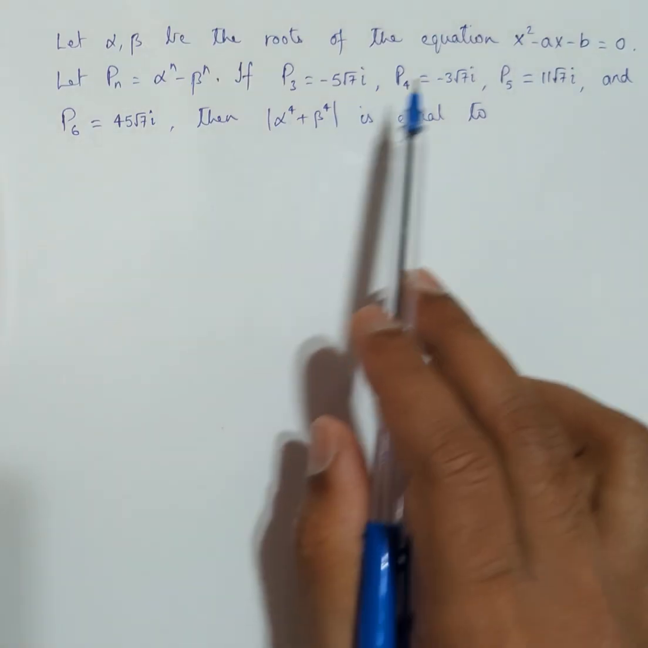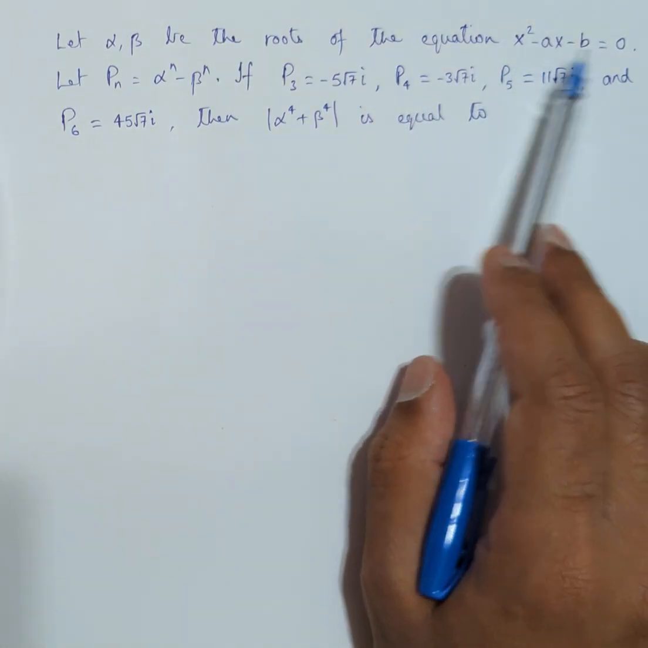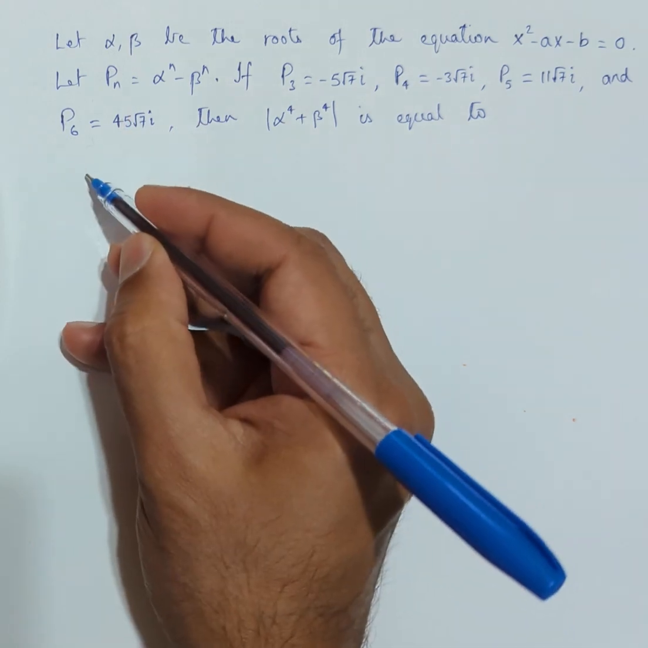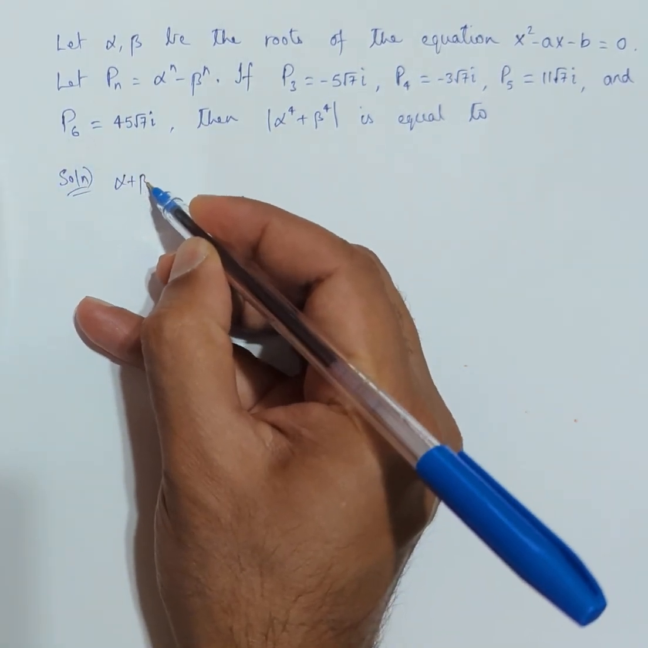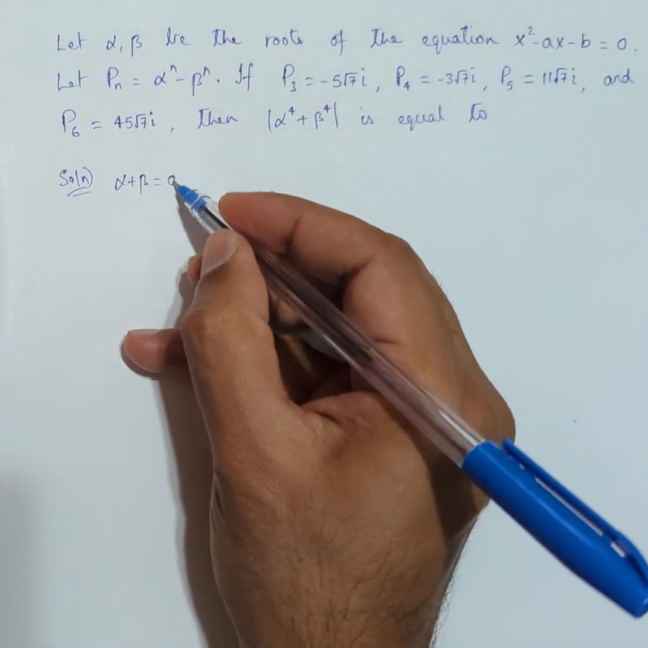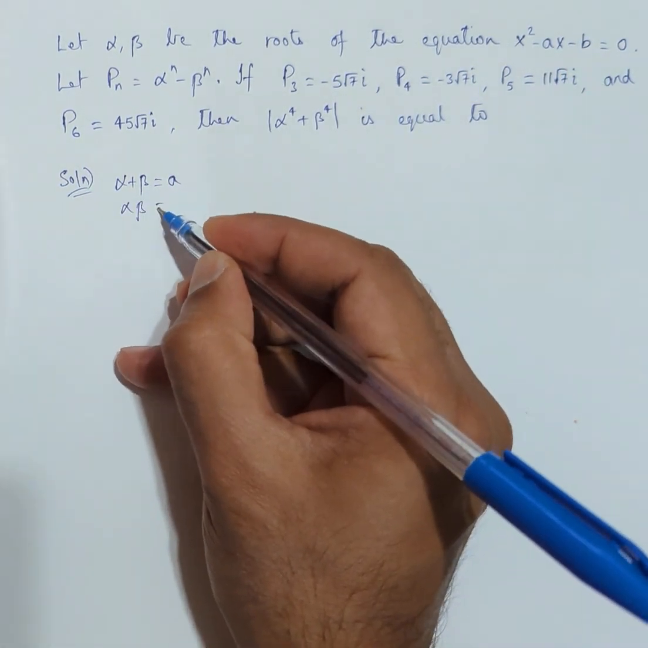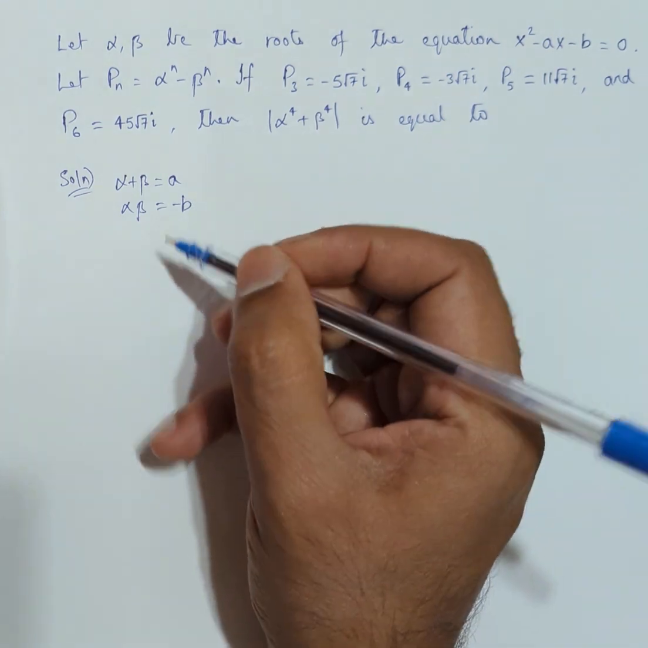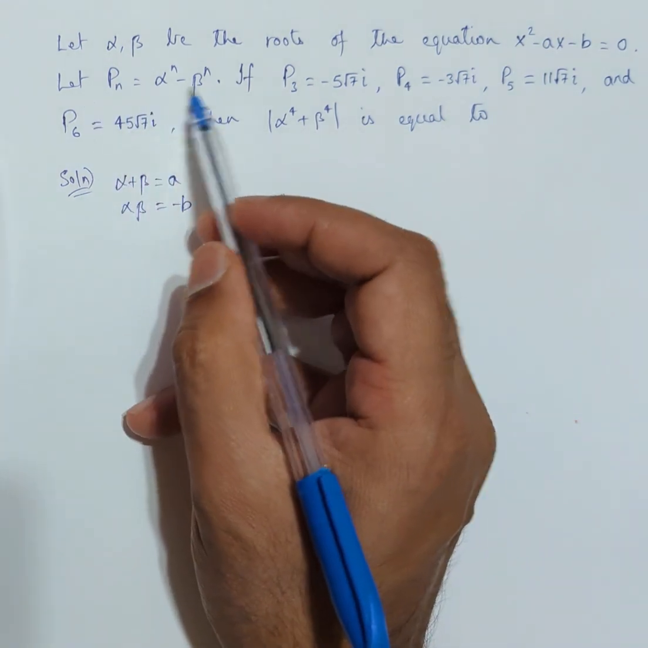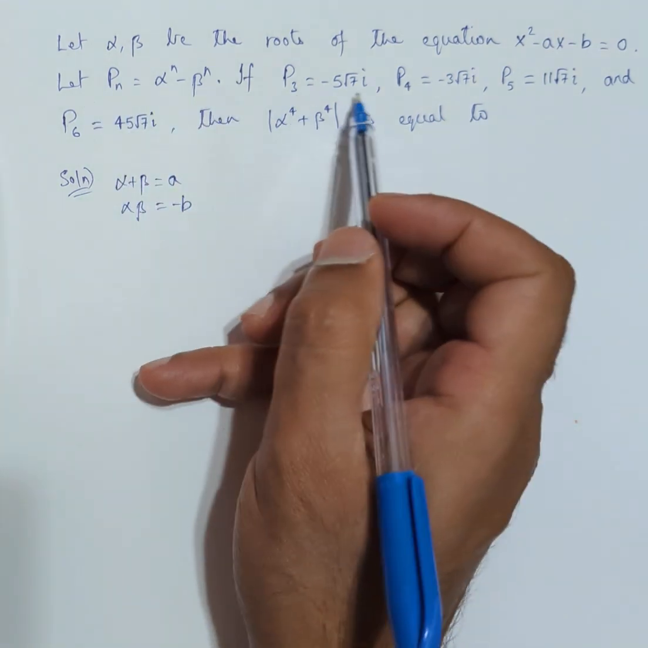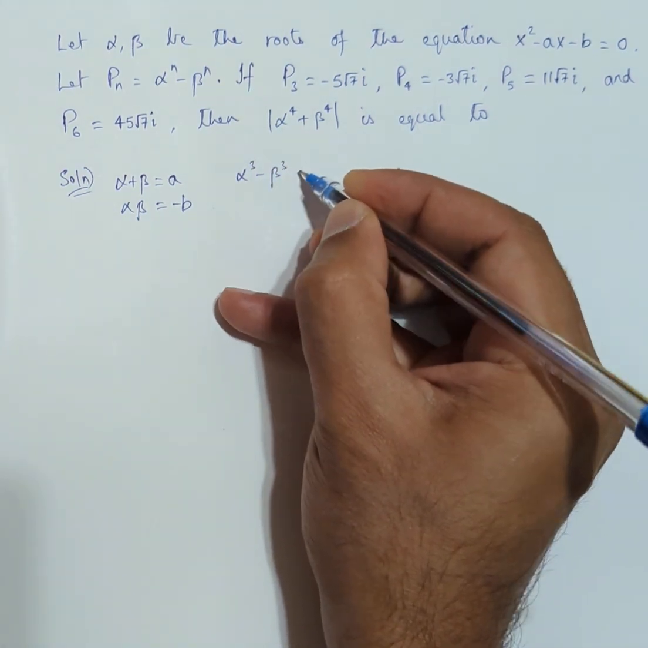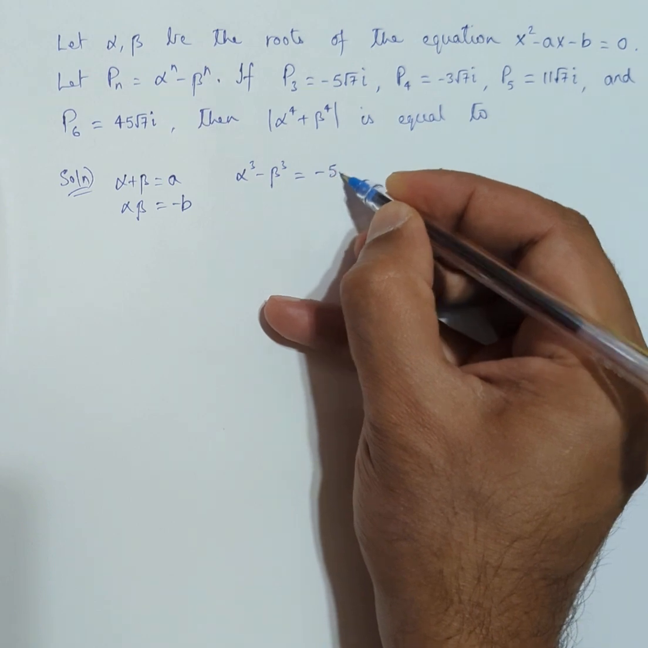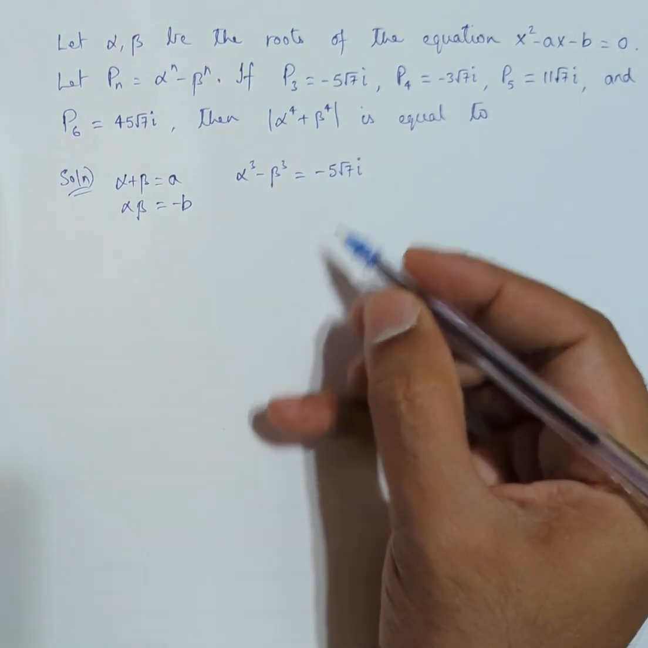Let alpha, beta be the roots of the quadratic equation. So I want to first write down that alpha plus beta is a and alpha beta equals negative b. Let Pn equal alpha to the n minus beta to the n. So if P3 is that, it means I can write down alpha cubed minus beta cubed is negative 5 root 7i.